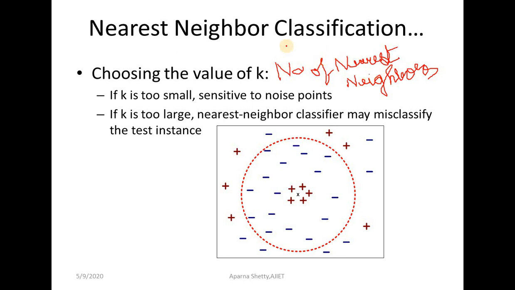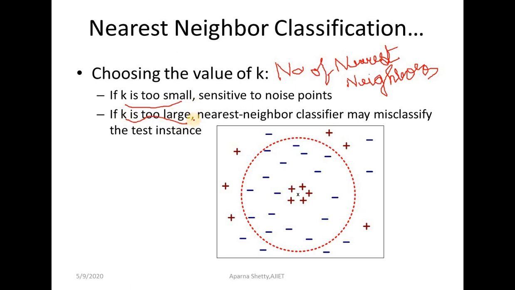k is nothing but the number of nearest neighbors to select. Now how will you choose the value of k? The value of k should not be too small. If the value of k is too small, then it is sensitive to noise points and it might not classify the records properly.